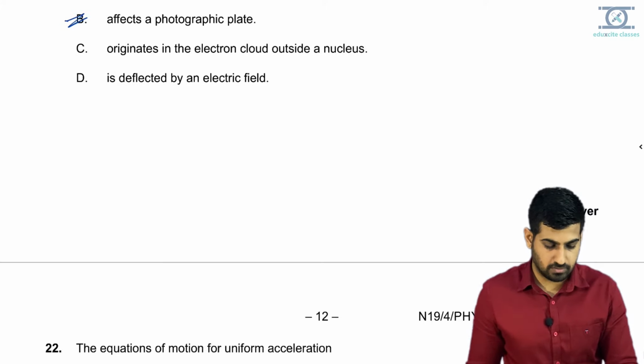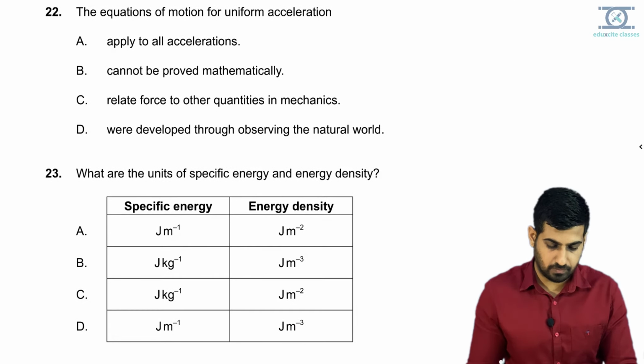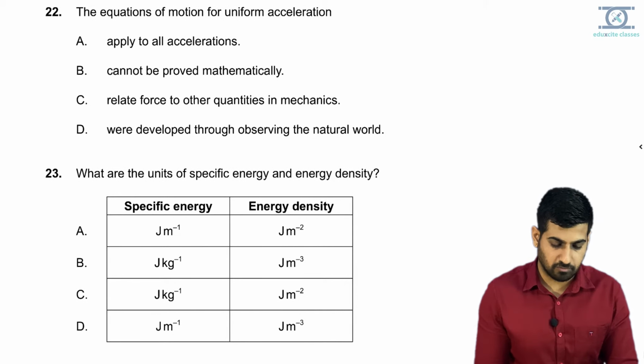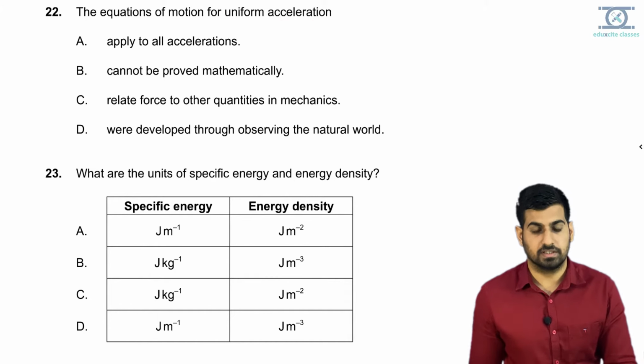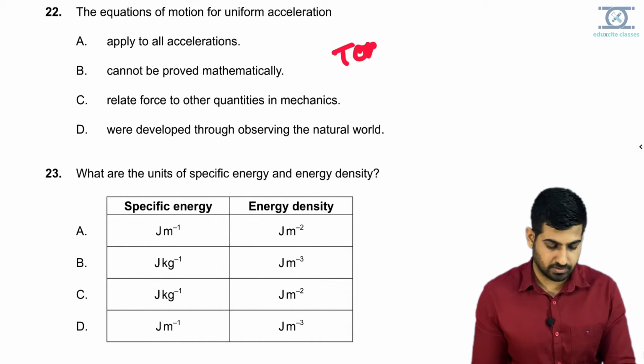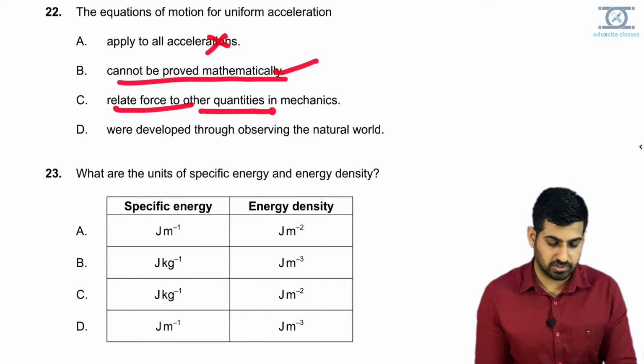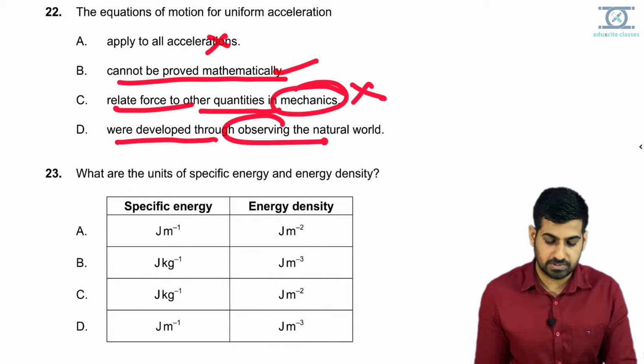Okay, now question number 22. The equation of motion for uniform acceleration. This is a TOK question. Applied to all acceleration, no, not mandatory. Cannot be proved mathematically, it can be proved. Relate forces to other quantities in mechanics, not necessary, but developed through observing the natural world, yes. So the answer is D.